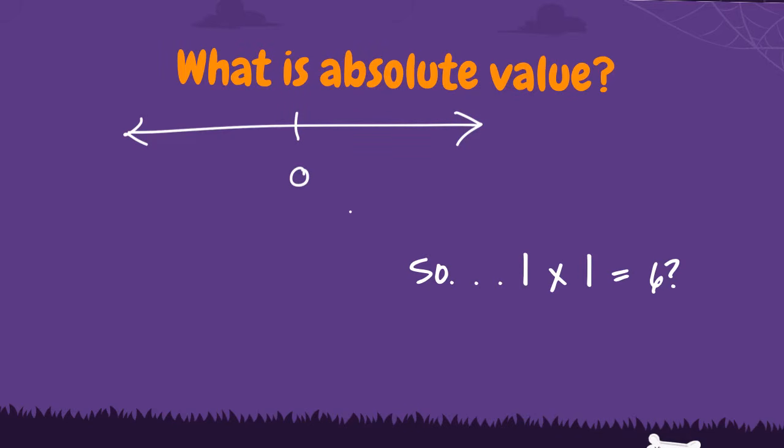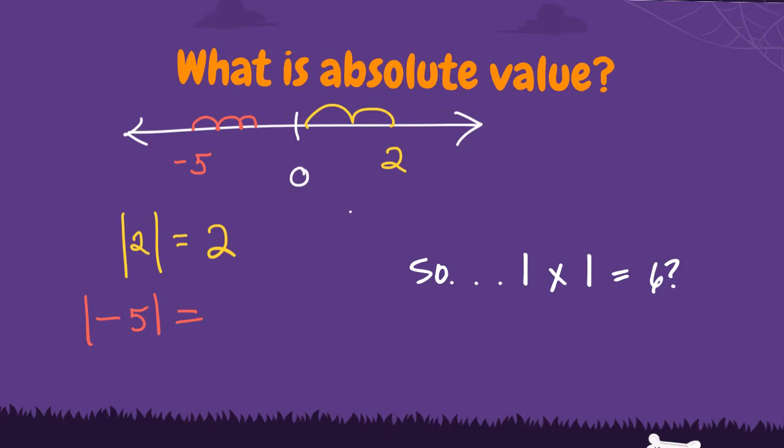So for example, if I give you the number 2 and I say, what's the absolute value of 2? You know it's 2 away from 0. And it works the same way with negatives, right? If I give you -5, how far is that from 0? Or what's the absolute value of -5? You know that it would be 1, 2, 3, 4, 5 away. So the absolute value, again, is just the distance away.